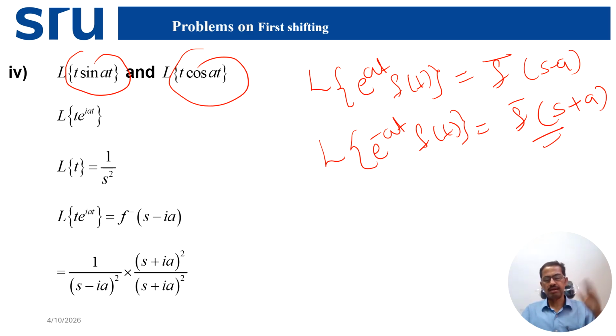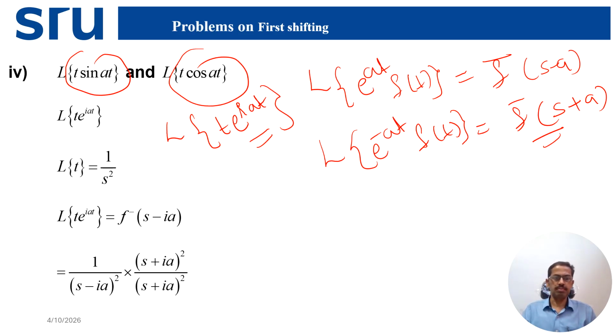Our first shifting theorem gives only the product of e^(at) into f(t) or e^(-at) into f(t). But here we have t into sin at and t into cos at. So in this case, you write t into e^(iat), the Laplace transform of t into e^(iat). Then we apply the first shifting theorem.